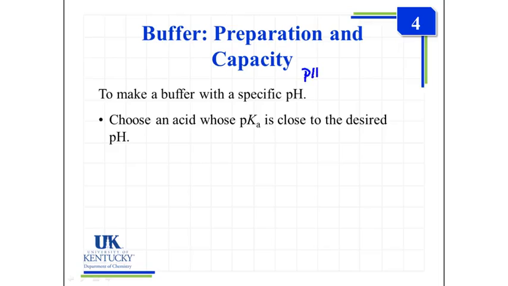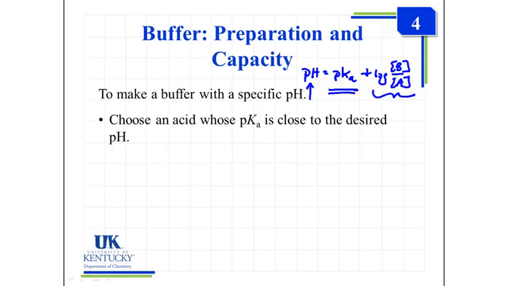If we think of the Henderson-Hasselbalch equation, which applies to buffers, the pKa value of the acid in that buffer is going to be your starting point. This term, how much base and how much acid you put in there, that ratio of base to acid, will tweak it up or down depending upon whether you need a pH a little bit higher than that pKa value or a little bit lower. But you want to start with an acid whose pKa value is close to the desired pH.